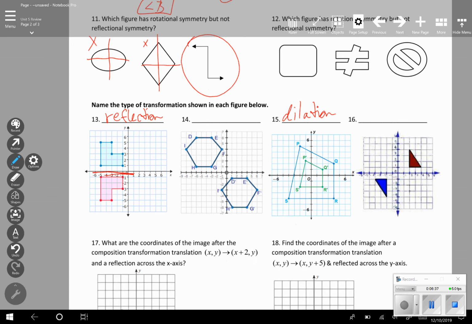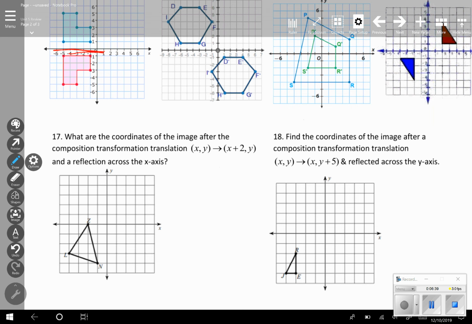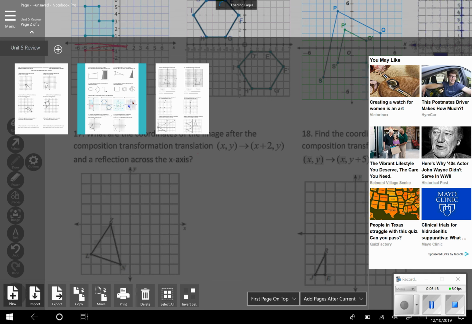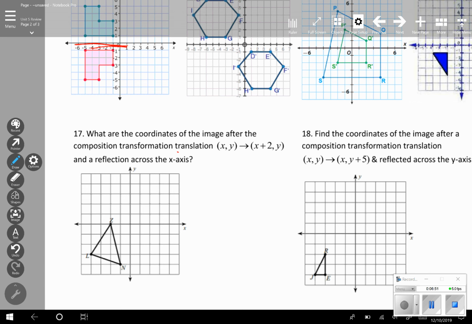All right, next, 17. It says, what are the coordinates of the image after the composition transformation of a translation? Okay, translation, and then a reflection across the x-axis. So our translation is x plus 2, y. So this x plus 2 means 2 to the right. So go over 2 to the right. Okay, all of these over 2 to the right.